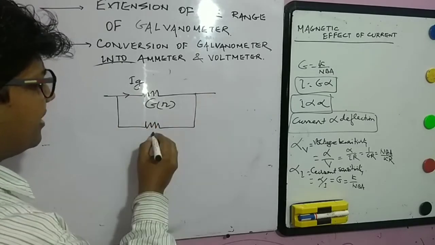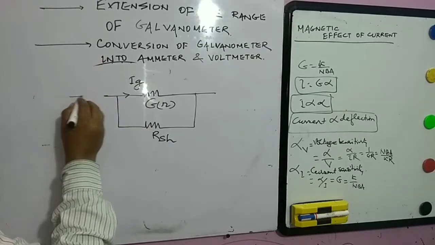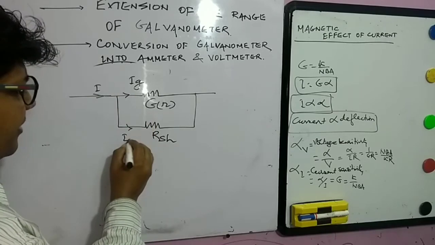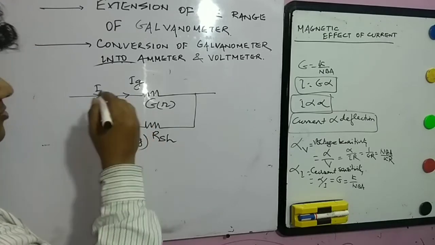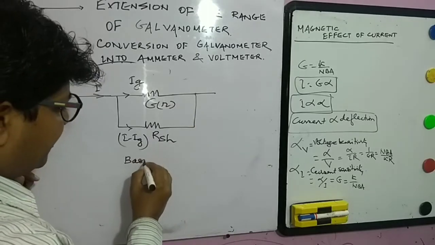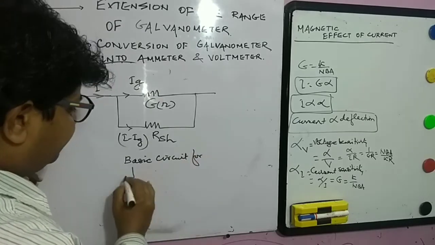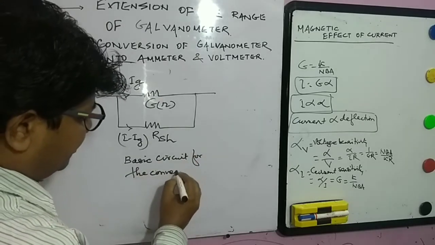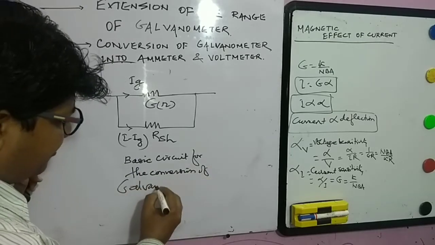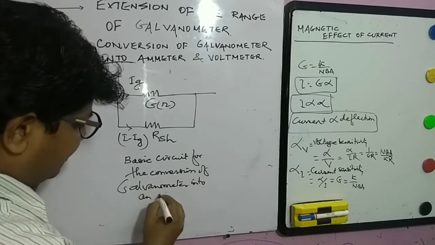We connect a shunt resistance in parallel; this is the shunt resistance. So this is the circuit, and this is the current I flowing through it, so I minus Ig will flow here. This is the basic circuit for the conversion of a galvanometer into an ammeter.